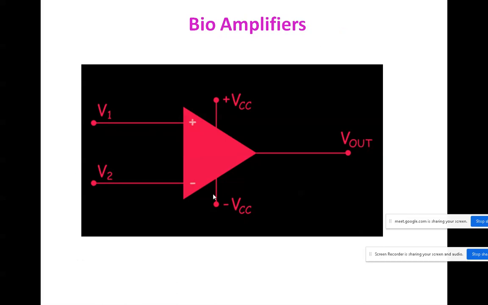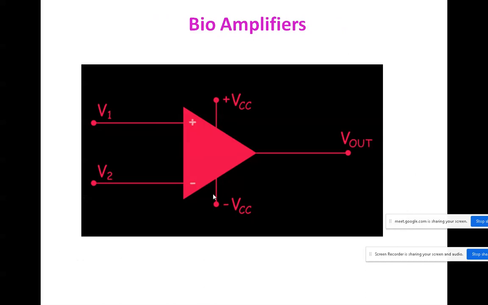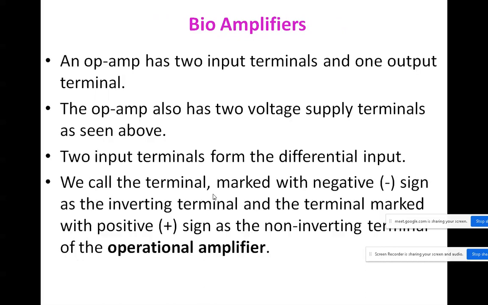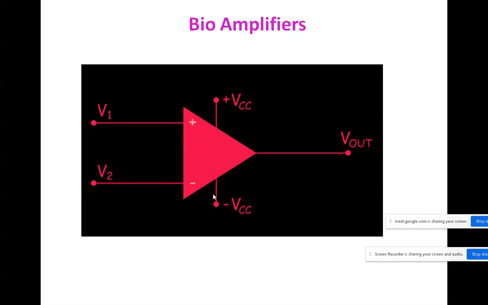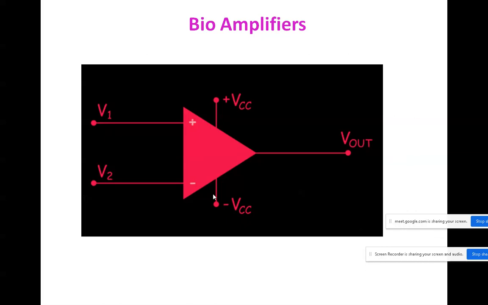So this is the op-amp bioamplifier. It looks like your simple op-amp, but you will be using more stages in a single IC. Normally an op-amp has two input terminals and one output terminal: two inputs, one output, and the power supply.